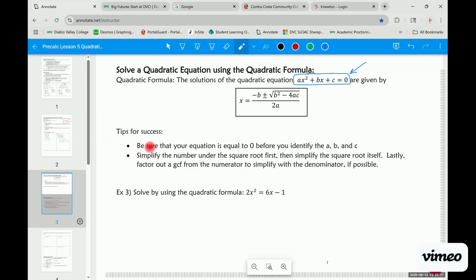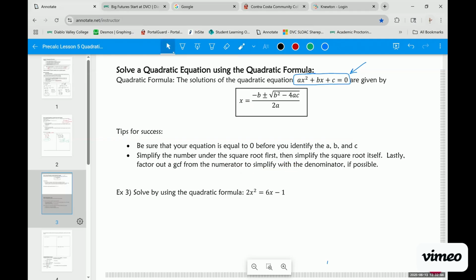So I already said, make sure it's equal to 0 before you write down what A, B, and C are. Then you're going to plug those in, and you want to simplify the number under the square root first. So start by simplifying here. Then, if you can, simplify that square root. And lastly, if you can, factor a GCF out of the numerator to simplify with the denominator.